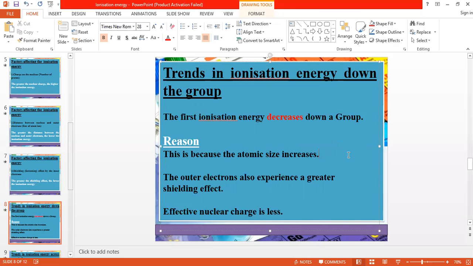So first thing, when we are going down, the atomic number increases. You will get the answer now. When we are going down within a group from top to bottom, atomic number increases. When atomic number increases, number of shells increases. If more shells are there, the distance between the nucleus and outer shell is large. If distance is large, what do you think? How much energy do you need to remove the electron? Low. That's why it decreases down the group.